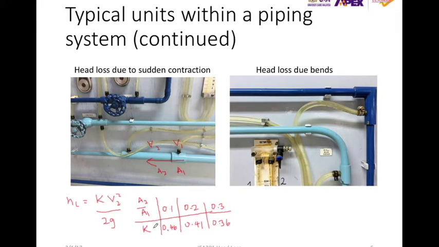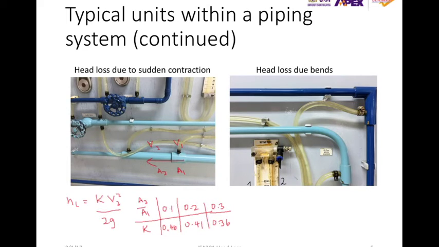You can find this table in the manual provided. It would range from 0 until 1. A1 to A2, A2 to A1 ratio.